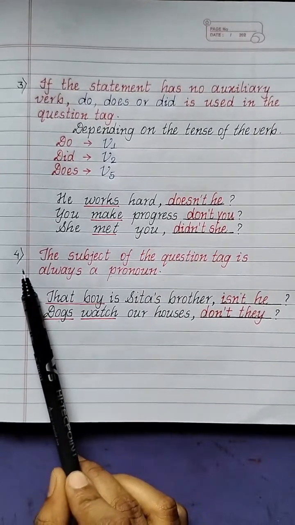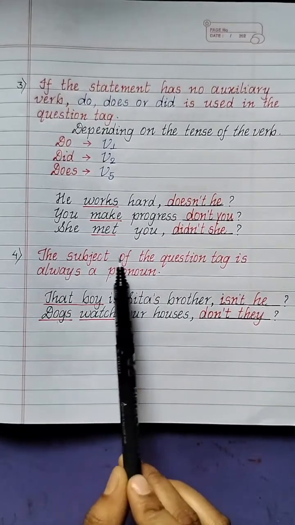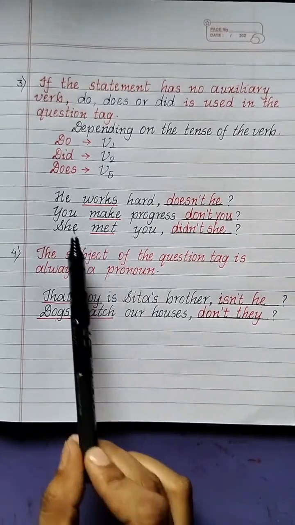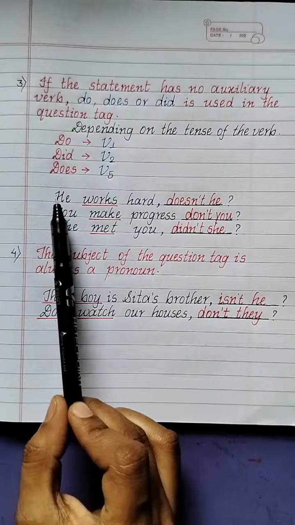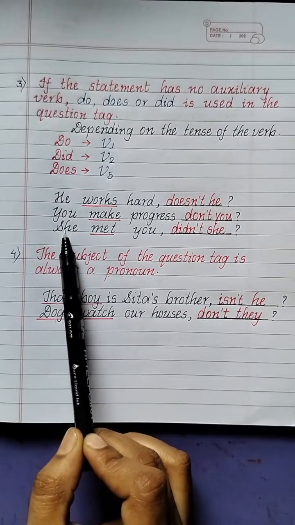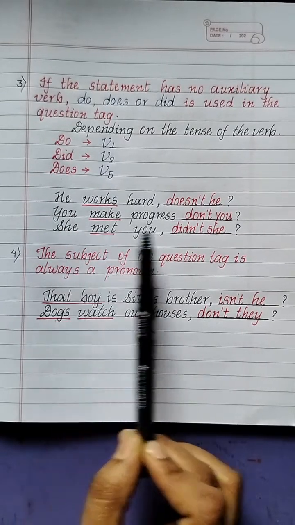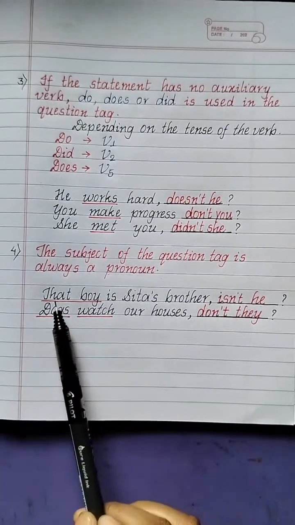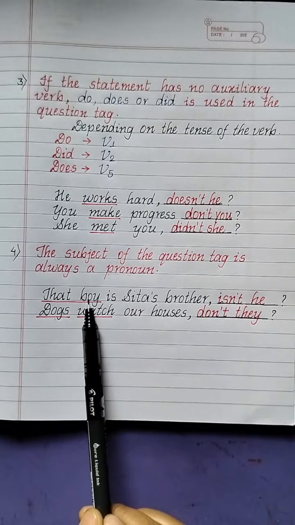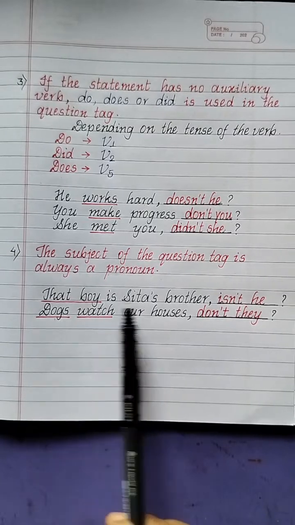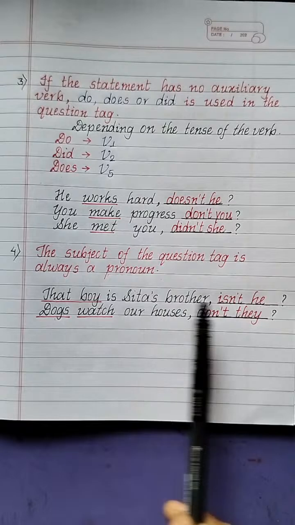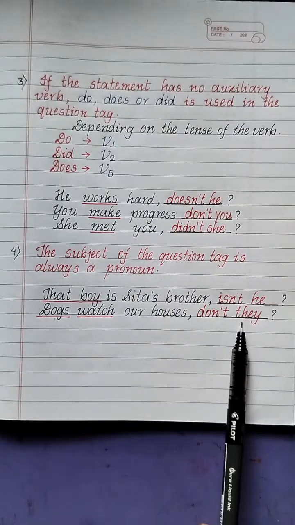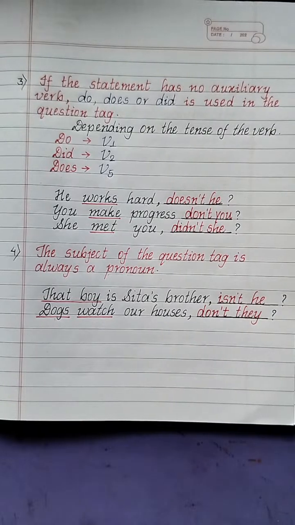The rule says that the subject of the question tag is always a pronoun. In the above sentences, you can see he, you, she are already pronouns, so the same is used in the question tag also. But if there is a noun, then we have to change it into a pronoun. Boy, for the boy, he. Dogs is plural, that's why they is used here.